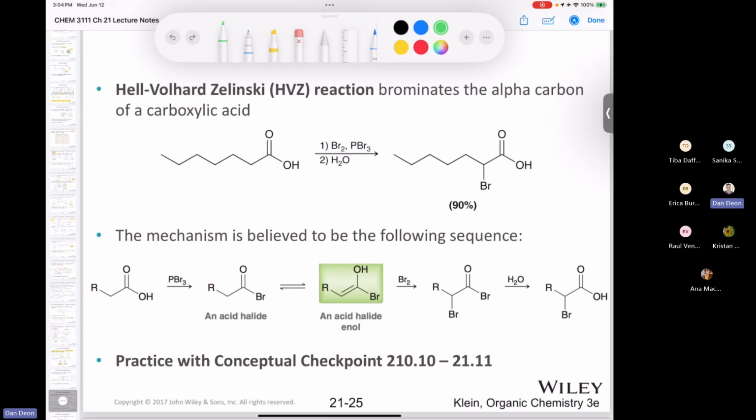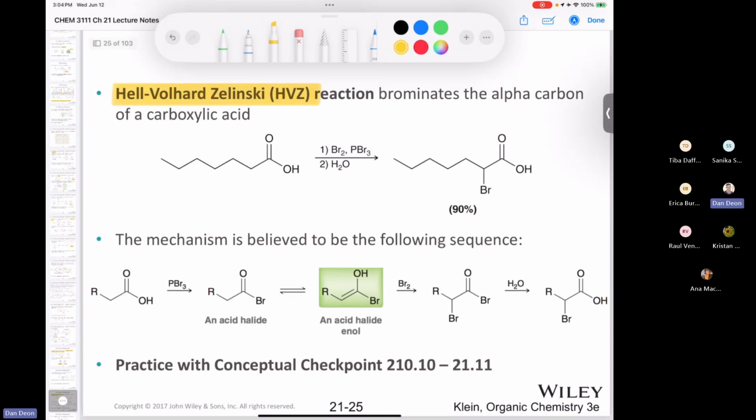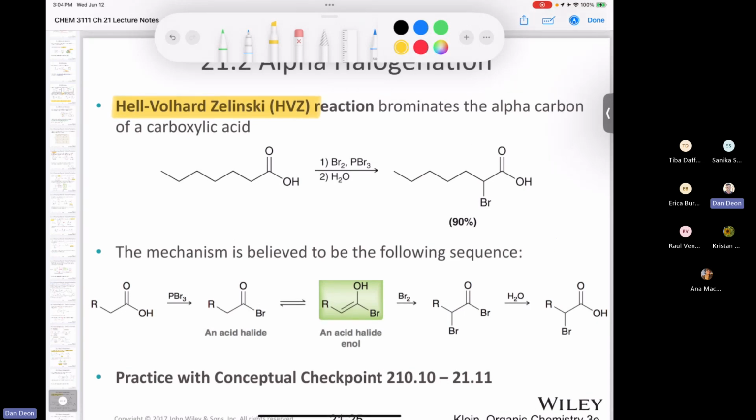Well, the next reaction is called the Hell-Volhard-Zelinsky, and again, we call it the HVZ reaction a lot. What's cool about this reaction is that you make an alpha bromo carboxylic acid. So if this is a carboxylic acid, this is the alpha carbon. After doing the HVZ reaction, you install a bromine at the alpha carbon. So we call it an alpha bromo carboxylic acid.